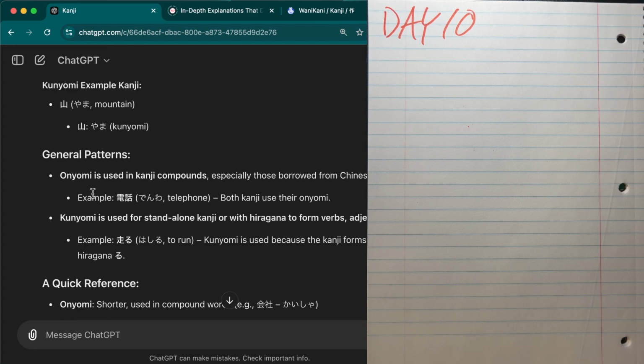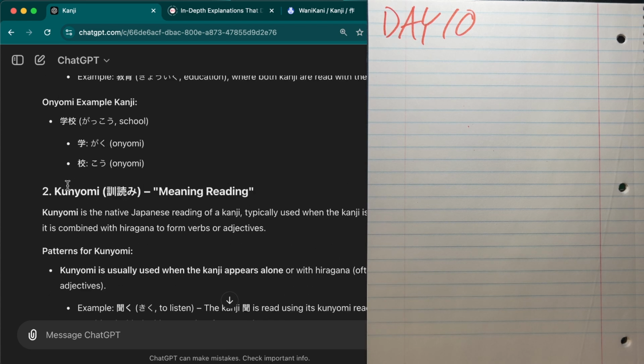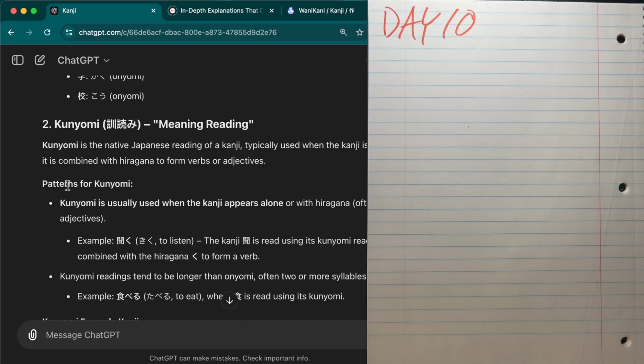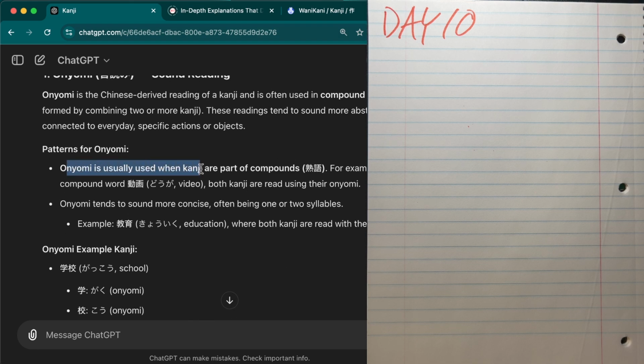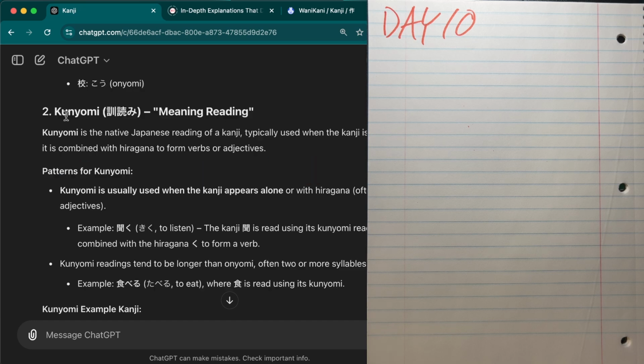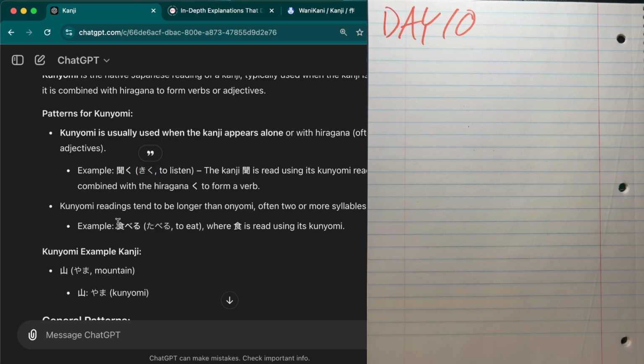This was what I learned yesterday, or refreshed. This is something I noticed in the past, but never really fully grasped until yesterday. So the pattern is that onyomi is usually for compound kanji, for instance two or more kanji characters together. And then kunyomi usually is for a kanji that's alone or with other hiragana characters, like kiku and taberu.